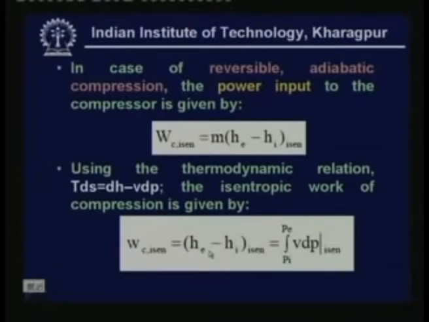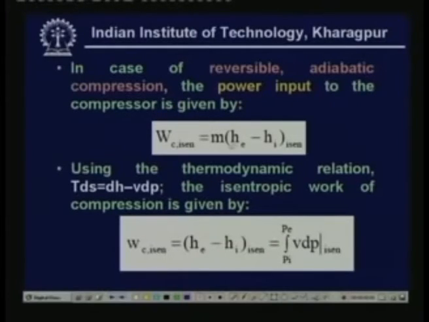In case of reversible adiabatic compression, the power input to the compressor, as I have just explained, is nothing but mass flow rate times the specific enthalpy rise for an isentropic process. This subscript stands for isentropic process. He is the exit enthalpy and Hi is the inlet enthalpy. So power input is simply mass flow rate times He minus Hi. And using the thermodynamic relation TdS is equal to dH minus VdP, the isentropic work of compression is given by this. How do we get this?